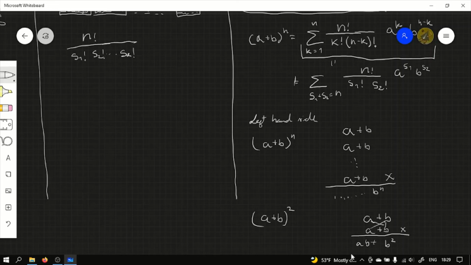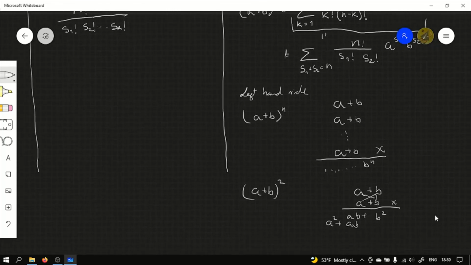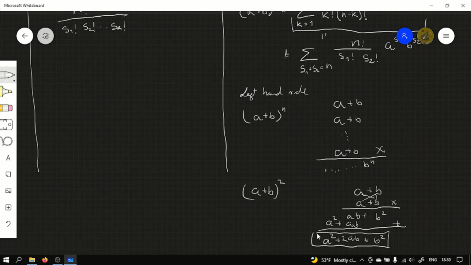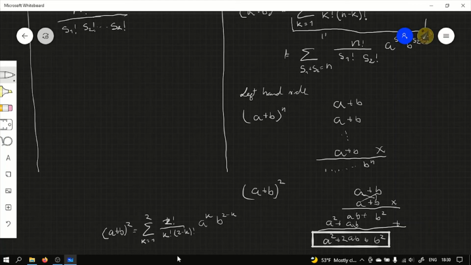So a times b is ab, a times a is a squared. Let's move this a little bit. And now we sum, and we have a squared plus 2 times ab plus b squared. And this is what gives us the formula.